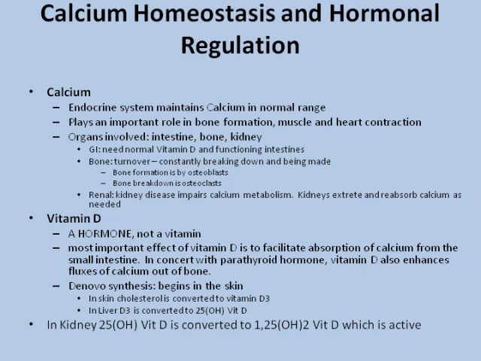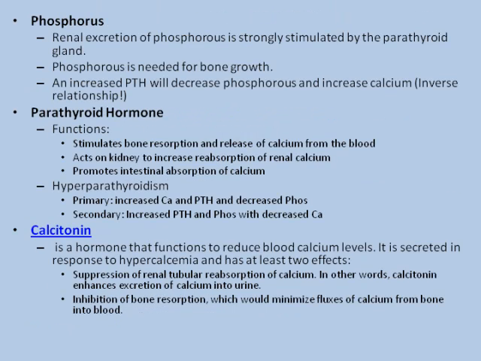Vitamin D synthesis begins with de novo synthesis in the skin. In the skin, cholesterol is converted to vitamin D3, and in the liver, the vitamin D3 is converted to hydroxyvitamin D. From there, in the kidney, hydroxyvitamin D is converted to 1,25-hydroxyvitamin D, which is your active form.